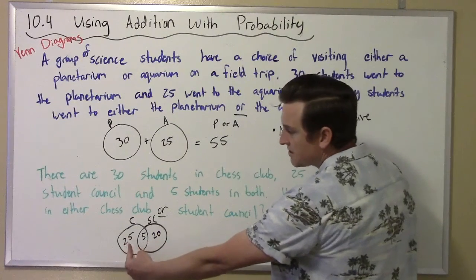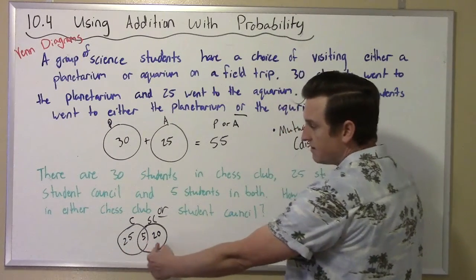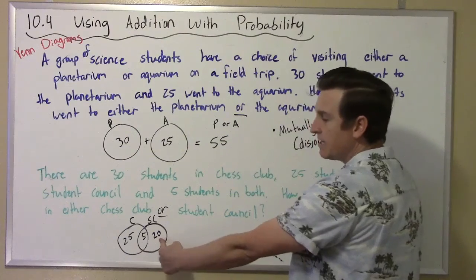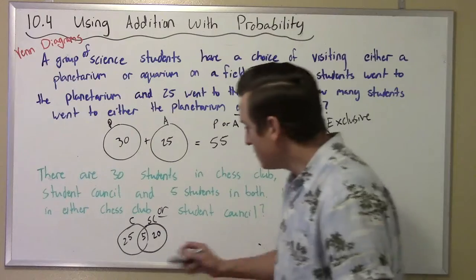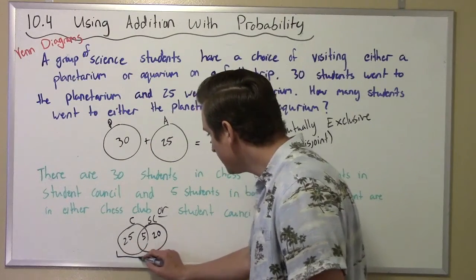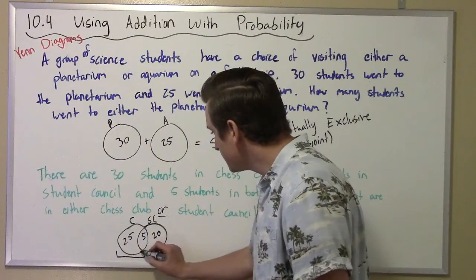Okay? So this is all the students that are in chess club only, this is all the students that are in student council only, and this is all the people that are in both. Okay? So if you wanted to, you could write down here, well, this guy's 30, right? And then this guy here is 25.